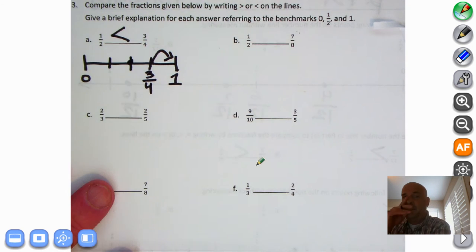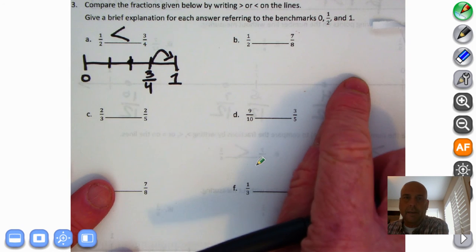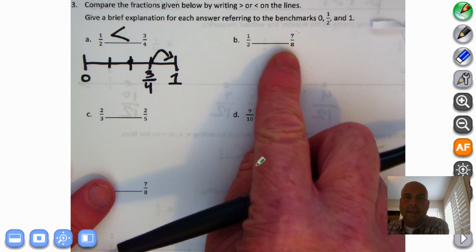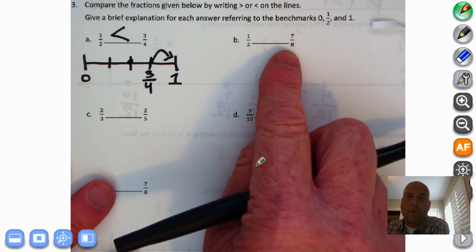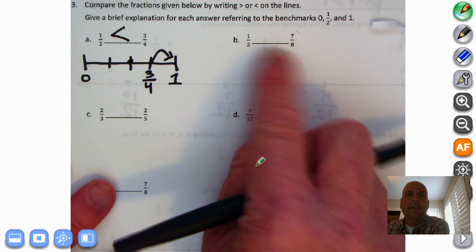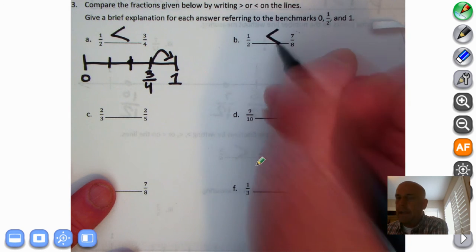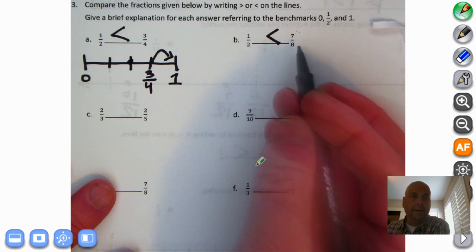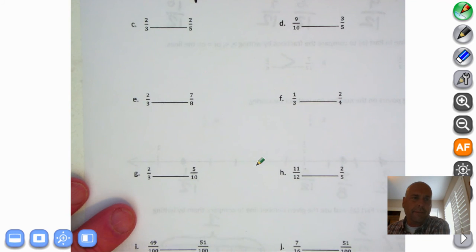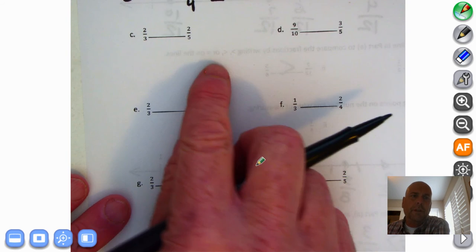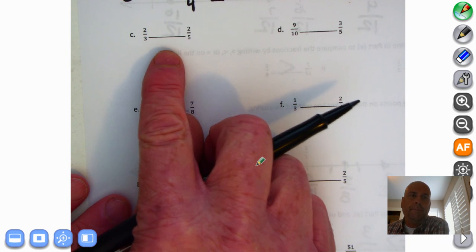1/2 and 7/8. Well, I don't even think we need to do a number line here. We can see half of 8 is 4, so that would be 4/8 would equal 1/2. So we totally see and completely see that 7/8 is greater than 1/2 because it's so much closer to 1. We'll continue on. We have 2/3 and 2/5.